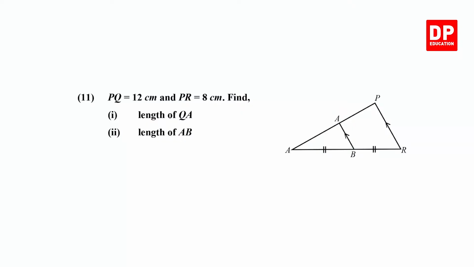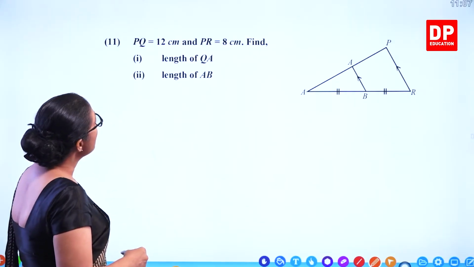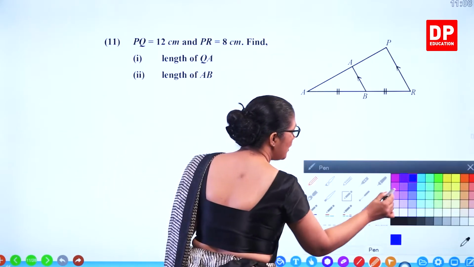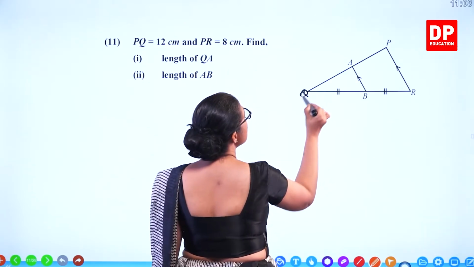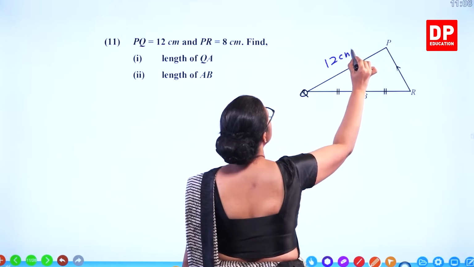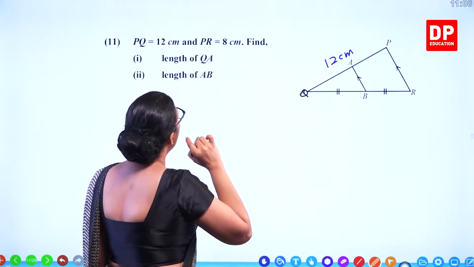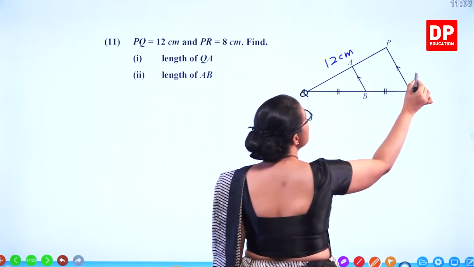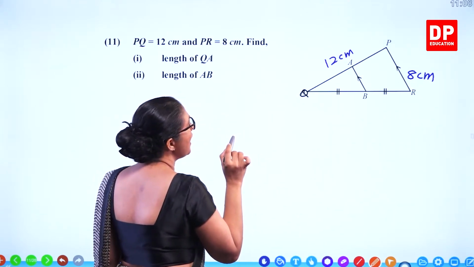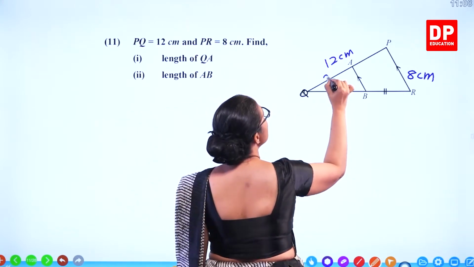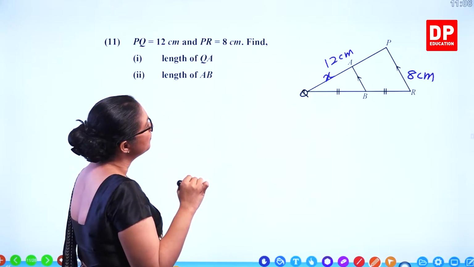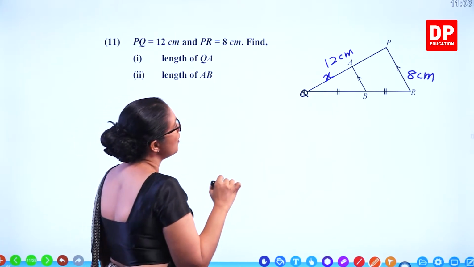Now let's take the next one. 11th one. PQ is 12 centimeters. So this is Q. PQ is equal to 12, so this is 12 centimeters. PR, 8 centimeters. Find length of QA. QA, so we'll put X here. So we need to find X. And length of AB. AB is this one. We'll put Y.